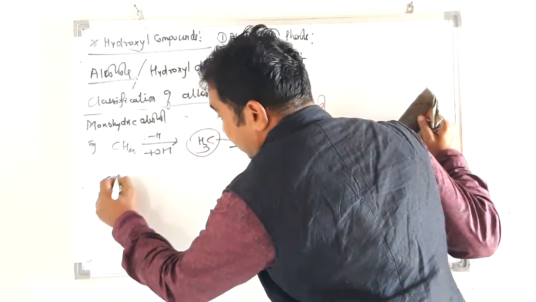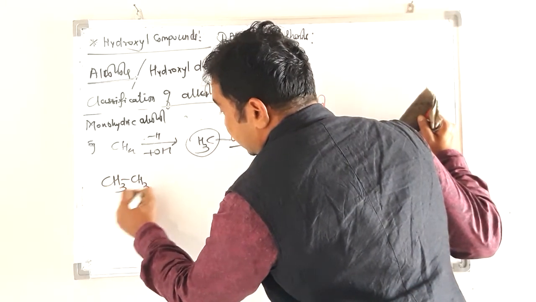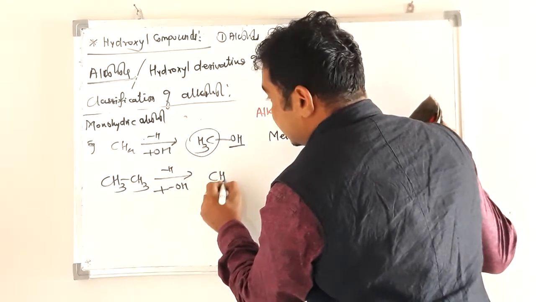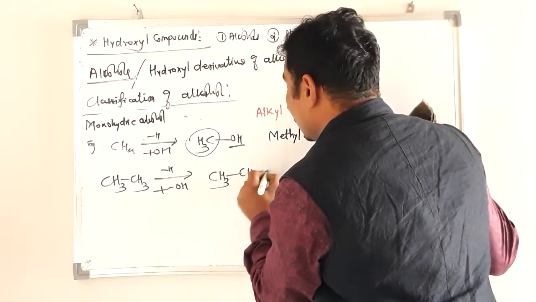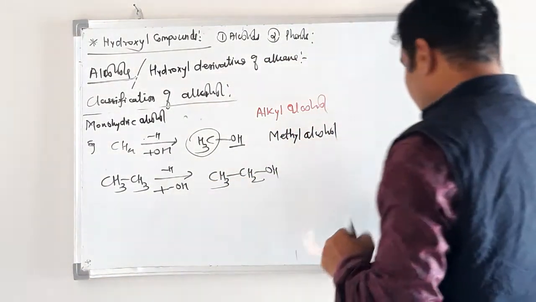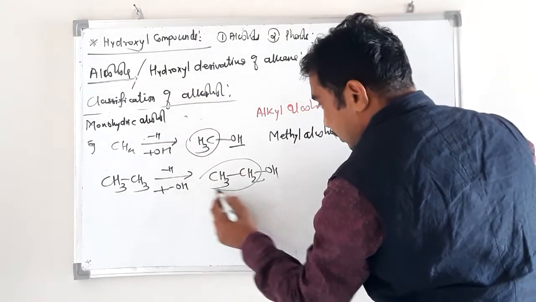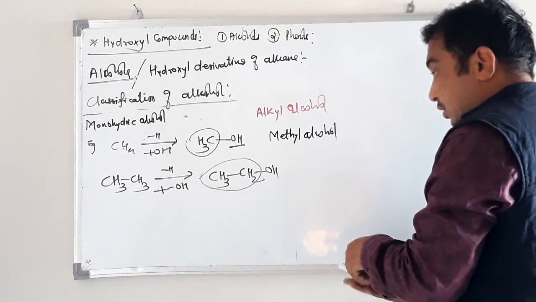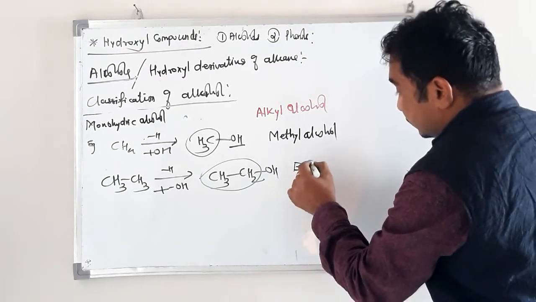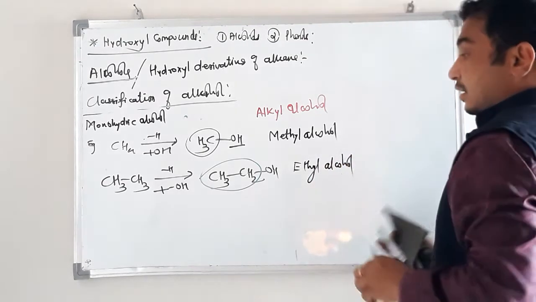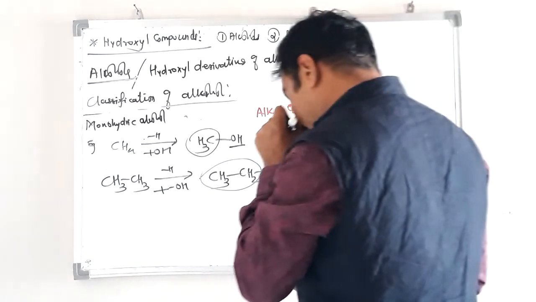So the name is methyl alcohol. Then CH3, remove one hydrogen, attach one OH, then CH3CH2OH. This is the ethyl group. So the name is ethyl alcohol.